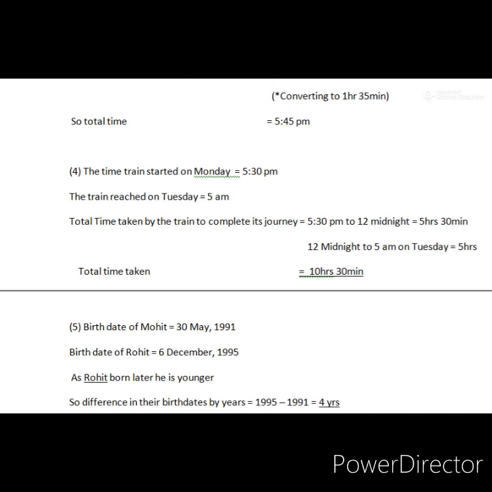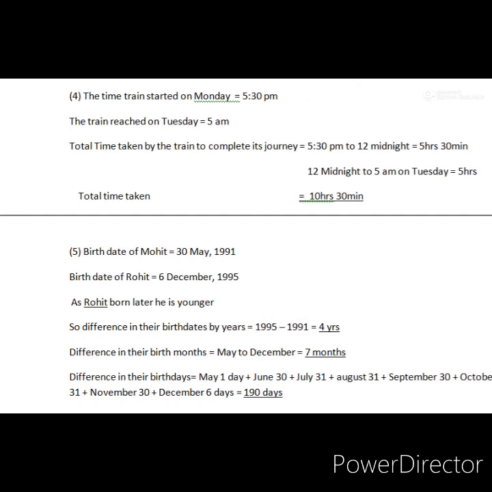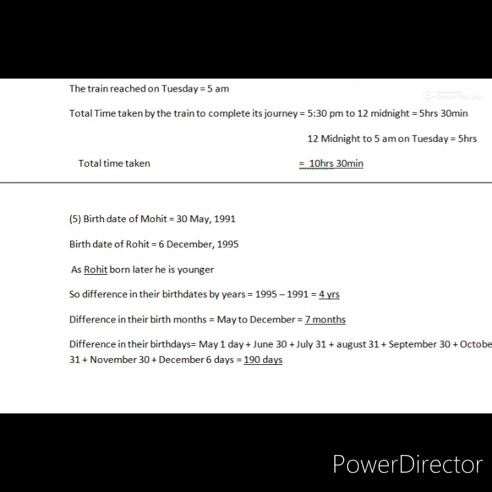The birth dates of two children are given, Mohit and Rohit. Mohit was born on 30th May 1991 and Rohit was born on 6th December 1995. Here the question is, who is younger? What is the difference in their birth dates by years, months and days?